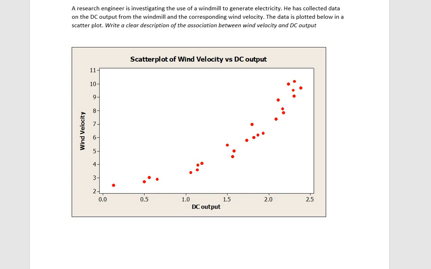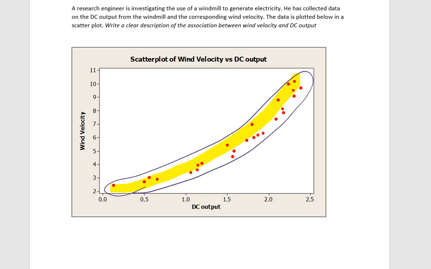So, a research engineer is investigating the use of windmills to generate electricity. He has collected the data on the DC output from the windmills and the corresponding wind velocity. The data is plotted below in a scatter plot. So, if we look at this, what we can see is that as the DC output has been increased, the wind velocity increased. And if I draw a shape around these dots, what I can see is that I don't really get a straight line. Actually, this looks more like half a parabola, or some of you might have said exponential, which is great. You can just say it's non-linear because it's not a straight line.